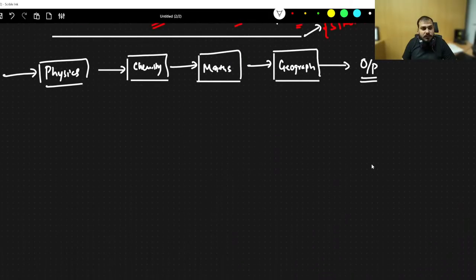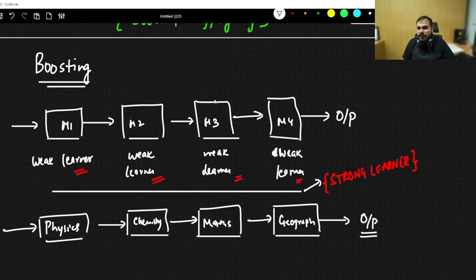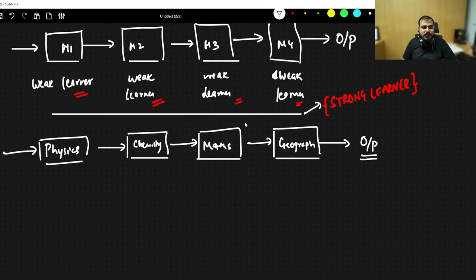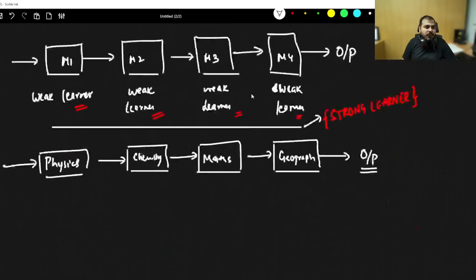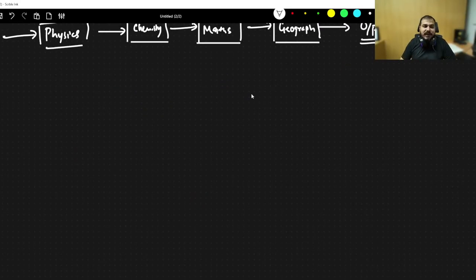And I will show you with all these examples. Don't worry, people. I will show you by solving some examples when I'm discussing random forest and all, so you'll understand.